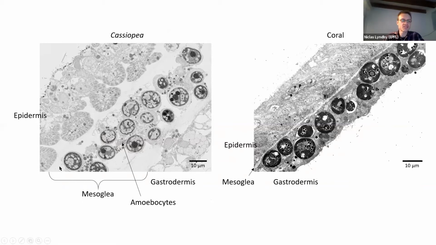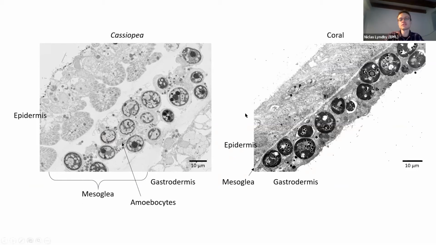So again, we have this vast mesoglea in the Cassiopea system, unlike what we know from corals, where they have a relatively thin mesoglea that is usually only a couple of microns. In the jellyfish, it can literally be centimeters thick in adult specimens.